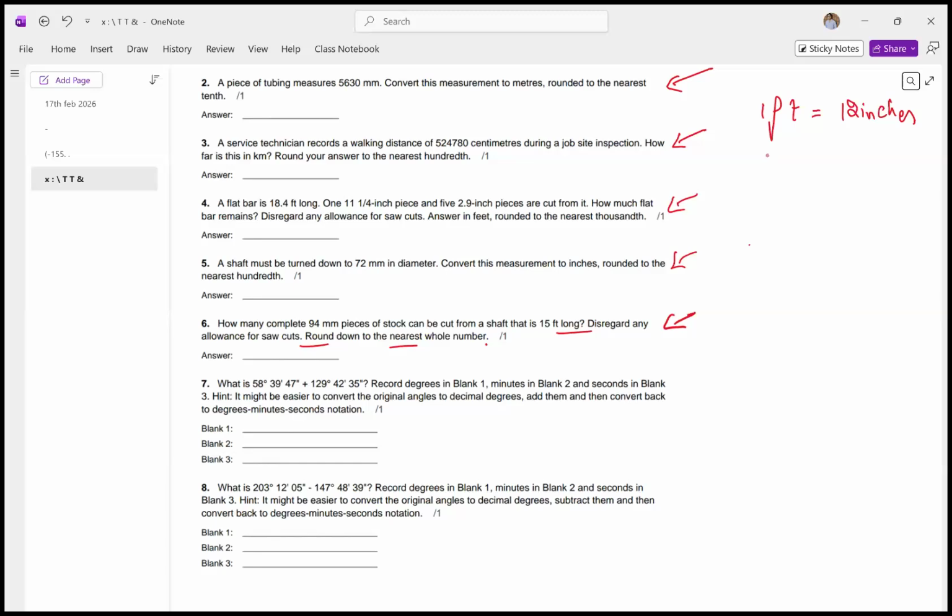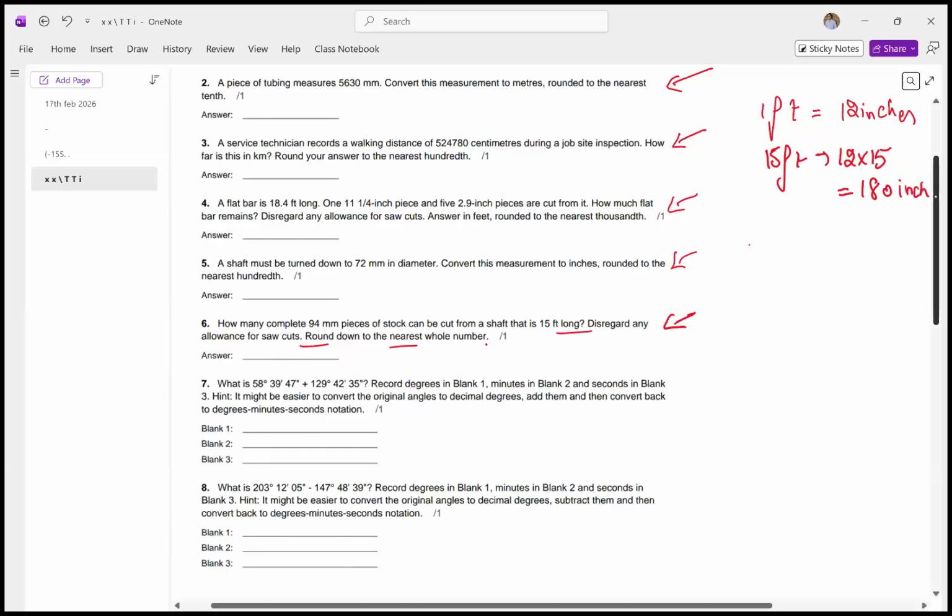So we are given 15 feet long. This will be equal to 12 times 15, and that will be equal to 180 inches. That's the number you're going to get.